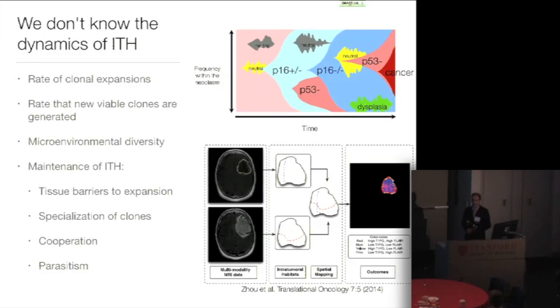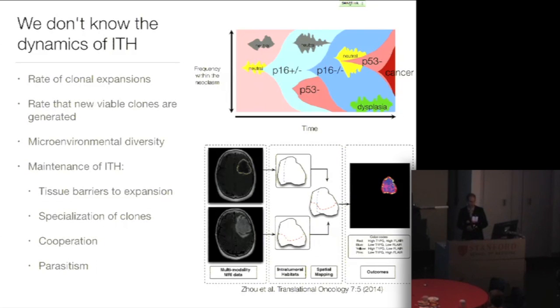So in fact, I would say one of the biggest open areas in cancer biology is we don't understand the dynamics of this process. We don't understand, in general, the rate of the clonal expansions. We don't understand how often new viable clones are appearing. We don't understand the diversity of these microenvironments. And we don't understand the process that maintains this intratumor heterogeneity. So I'm using ITH as an abbreviation for intratumor heterogeneity.